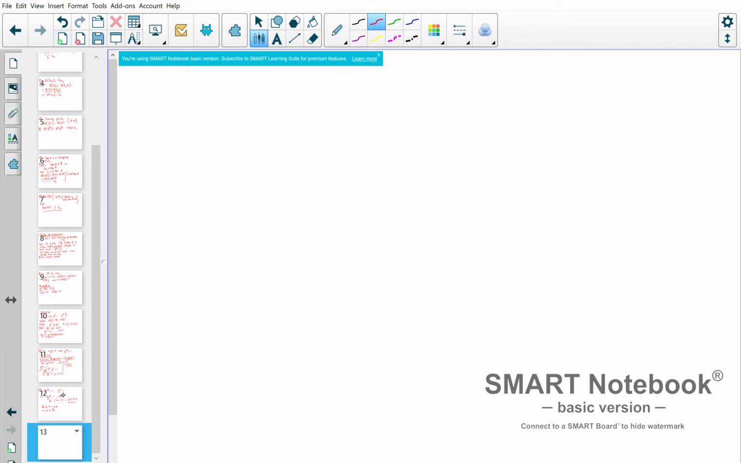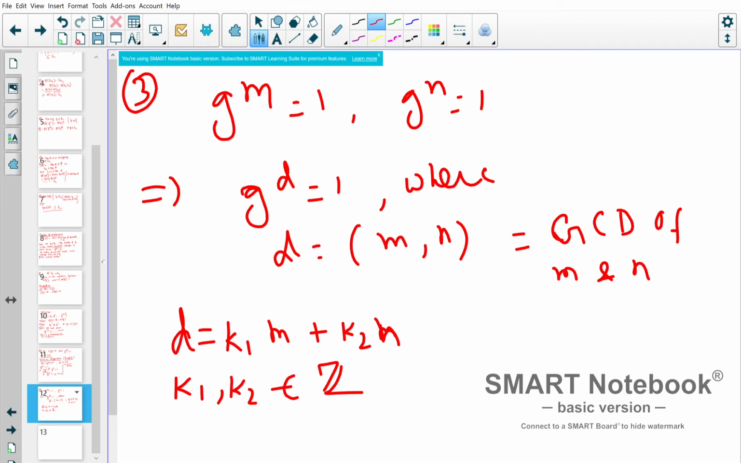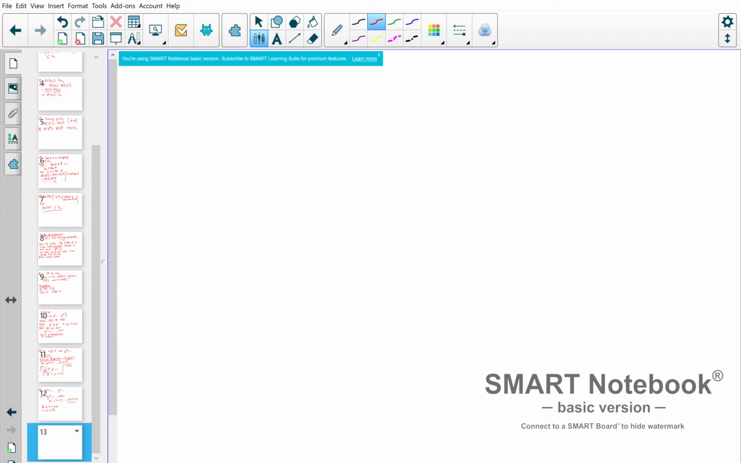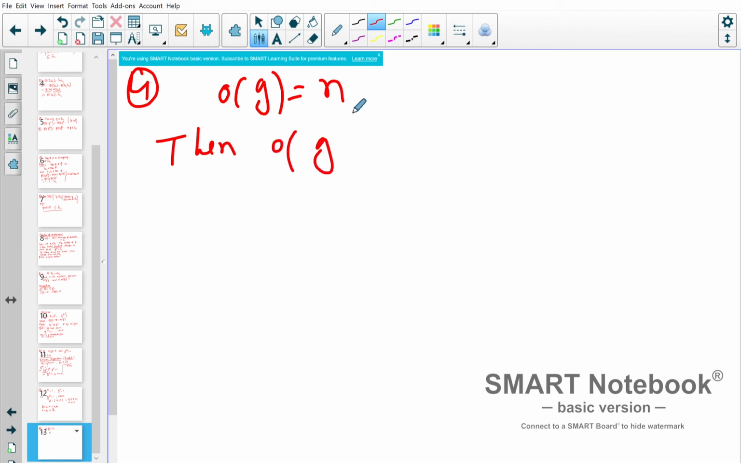And one more property you can ask. Suppose you know that order of g equals say n, then you can ask what about the order of g power a, some arbitrary power. Okay, the answer is actually n over GCD of n and a.